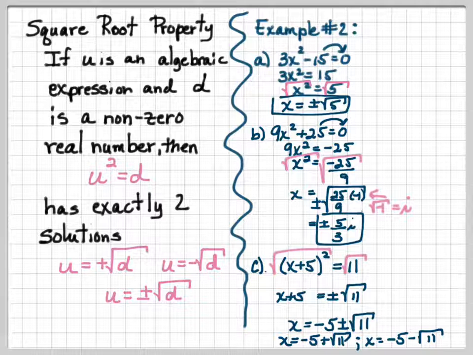Or you can write it negative 5 plus the square root of 11, negative 5 minus the square root of 11. Either way, I prefer to do the plus or minus unless you are asked for a specific number, which is bigger, which is less, whatever.